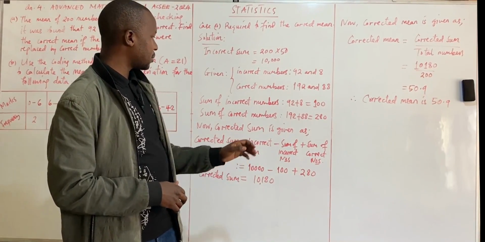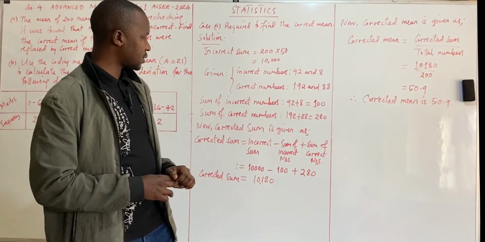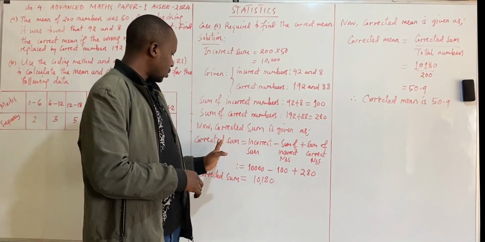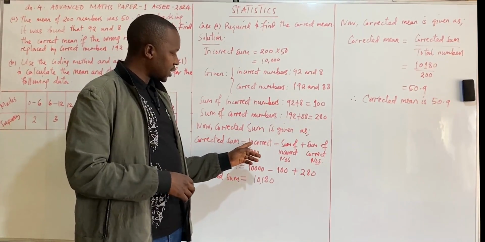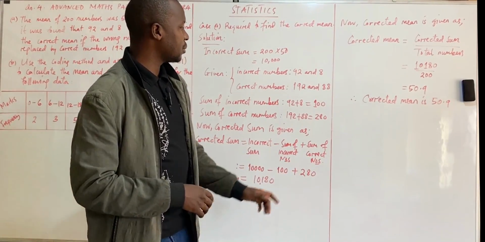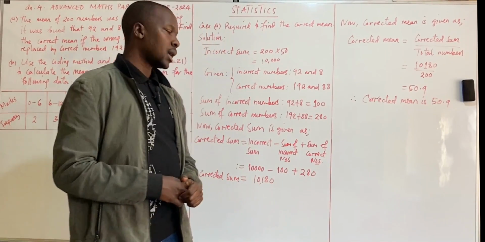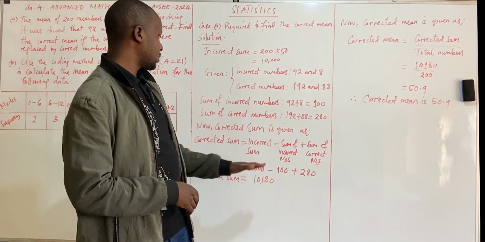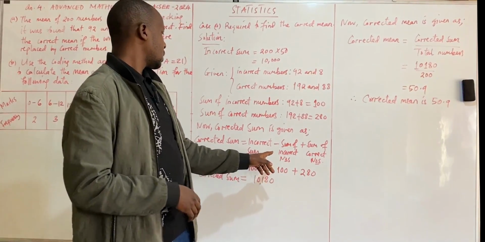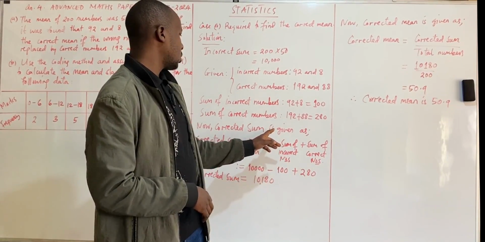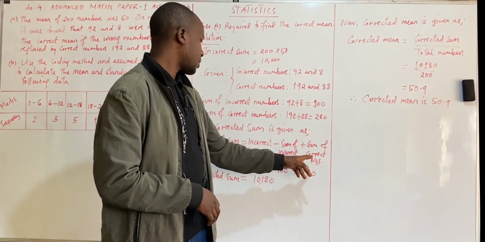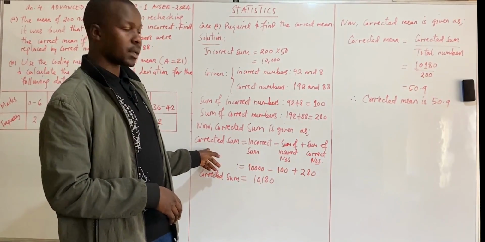Now, the correct sum, how do we find it? It is given by this formula here. The corrected sum is equal to the incorrect sum, minus the sum of incorrect numbers, then plus the sum of correct numbers. So if you take the incorrect sum minus the sum of incorrect numbers, and then add the sum of correct numbers, you end up getting the corrected sum.